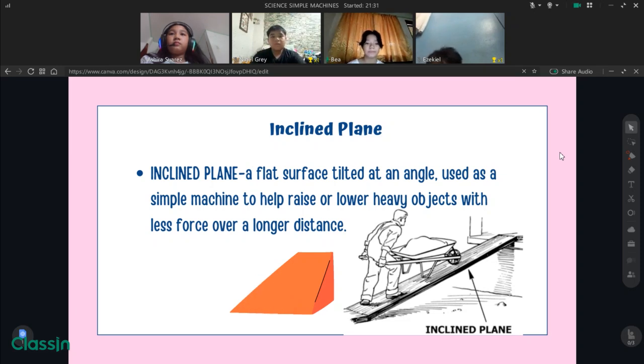Inclined plane. Inclined plane is a flat surface tilted at an angle, used as a simple machine to raise or lower heavy objects with less force over a longer distance.